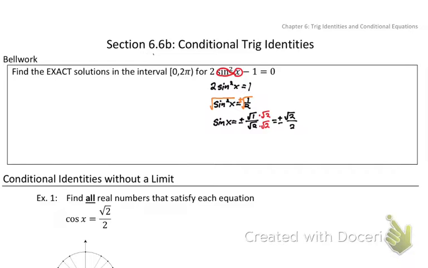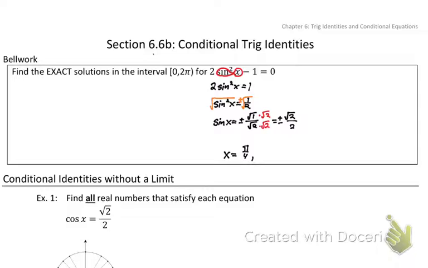Now, what this is actually asking is, where is sine equal to square root of 2 over 2? And it can be either positive or negative. So we're going to put those answers down there. Can someone tell me one angle where sine equals square root of 2 over 2, whether it's positive or negative? Pi over 4.